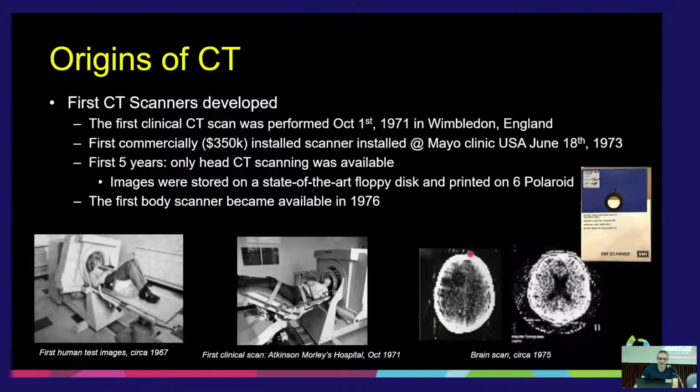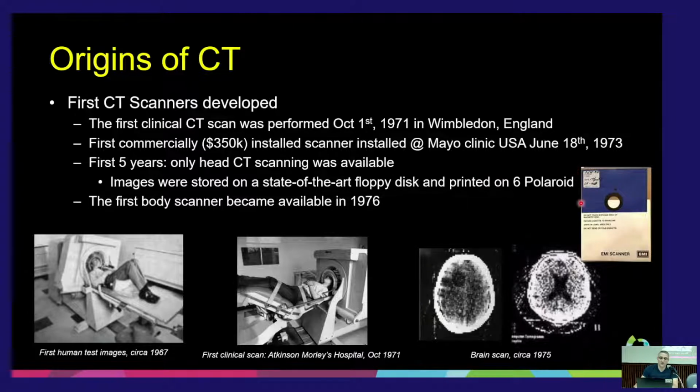And then you can see a scan from around that time frame, about 1975. It wasn't the actual picture of this patient, but you can see that was the quality of image that our radiologists had to look at in the beginning with CT. So we've come a long way. The first CT scanner was about $350,000 installed in 1970. That's a lot of money for then.